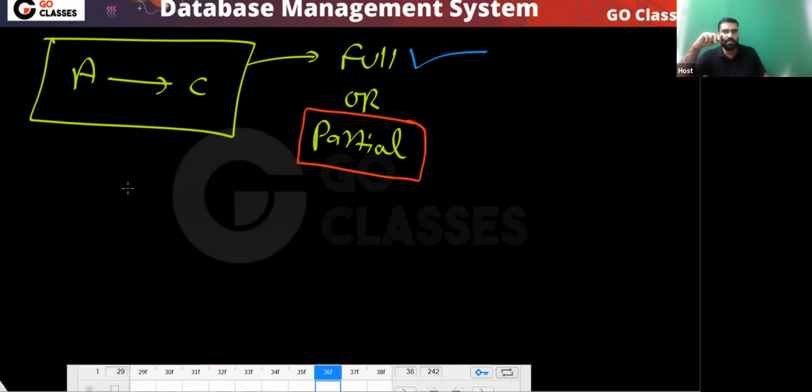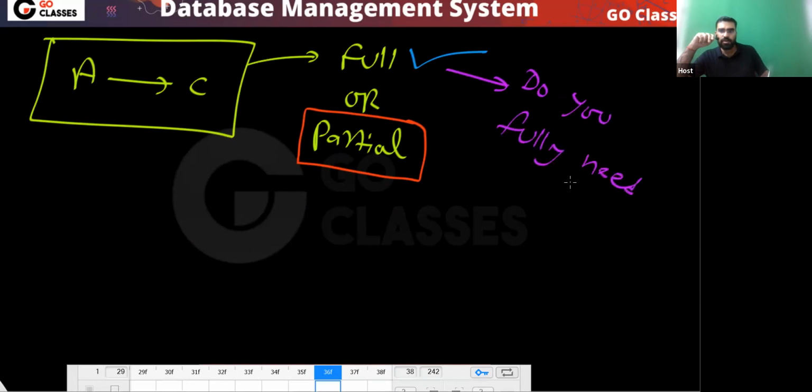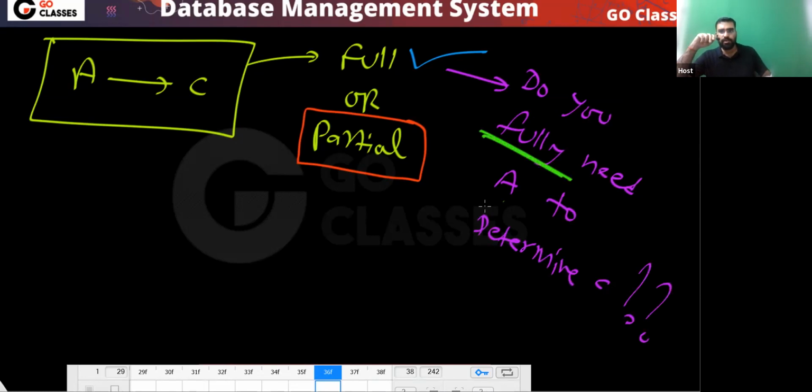Why is this full? Because the definition of full dependency says: can you remove something from here and still determine C? Tell me, do you fully need A to determine C? The answer is yes. So this is a full dependency. Is this clear?